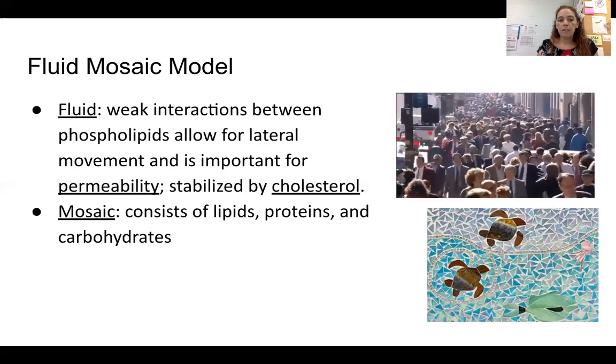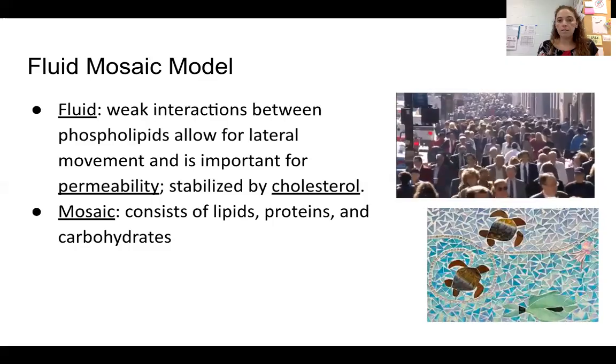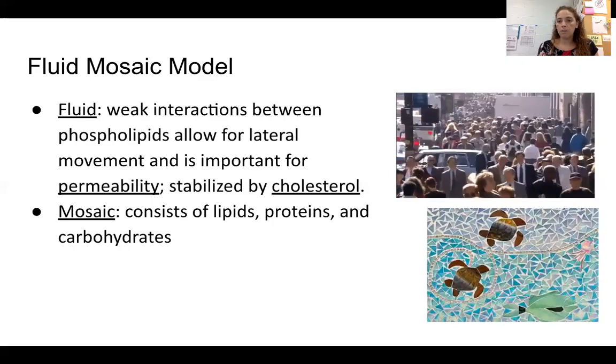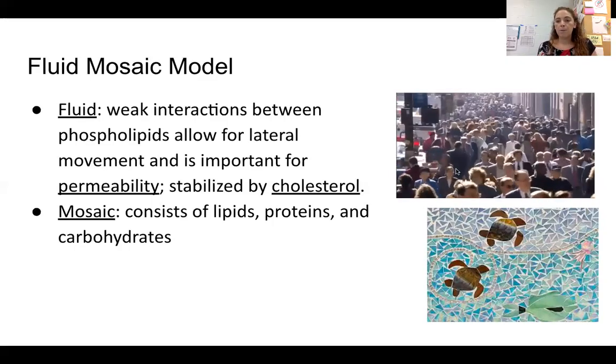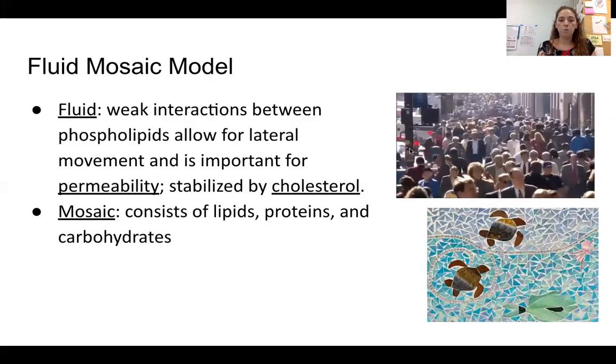This flexibility and fluidity is stabilized by cholesterol molecules. You can think of cholesterol as barriers or walls that the little people in this crowd would have to move around.